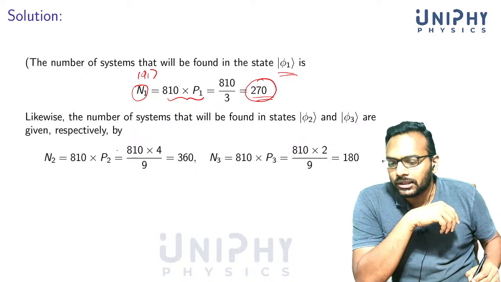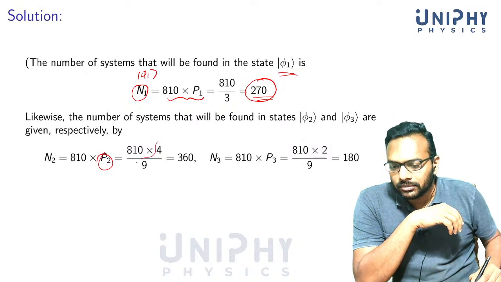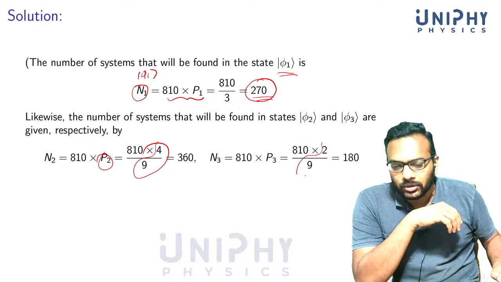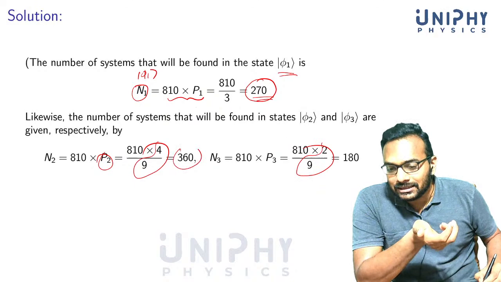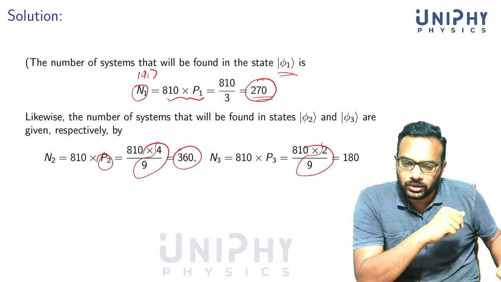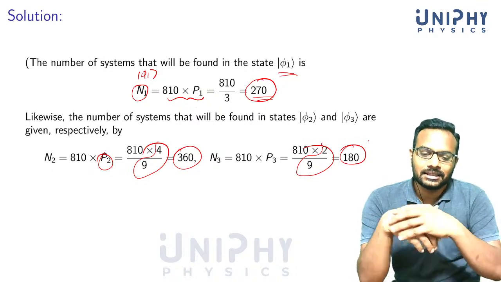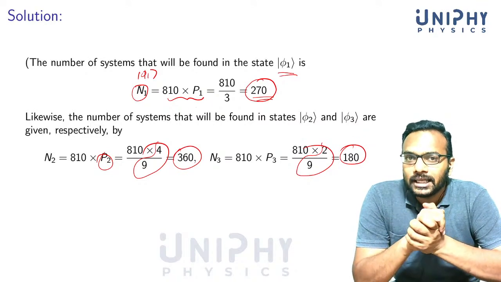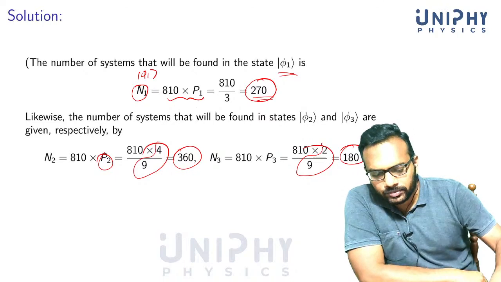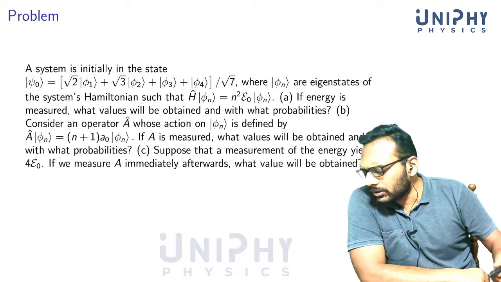Similarly, you do the same thing for the others. Here the probability is 4 by 9, here the probability is 2 by 9. So 360 of the systems will be in the state phi 2 after measurement, and 180 systems after measurement will have changed the state from psi to phi 3. I hope that is clear. We could do one more problem.